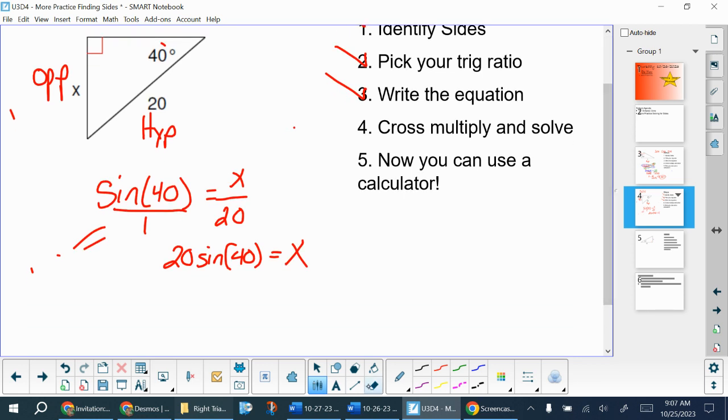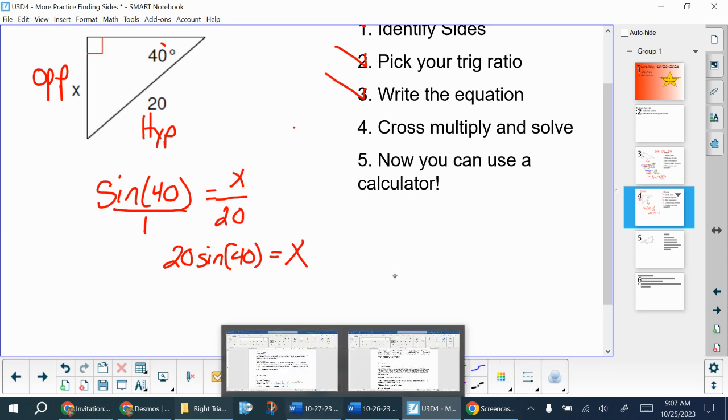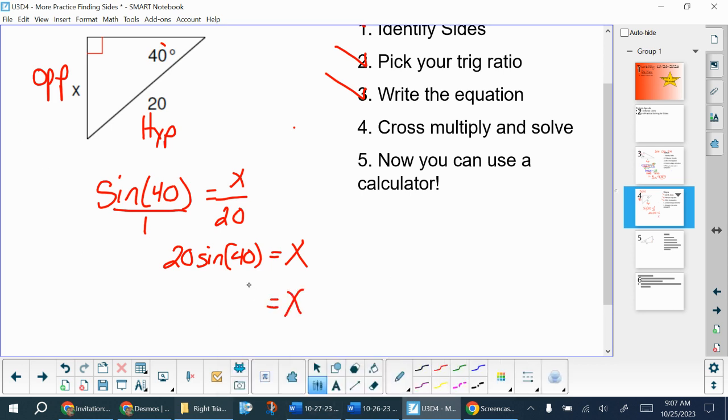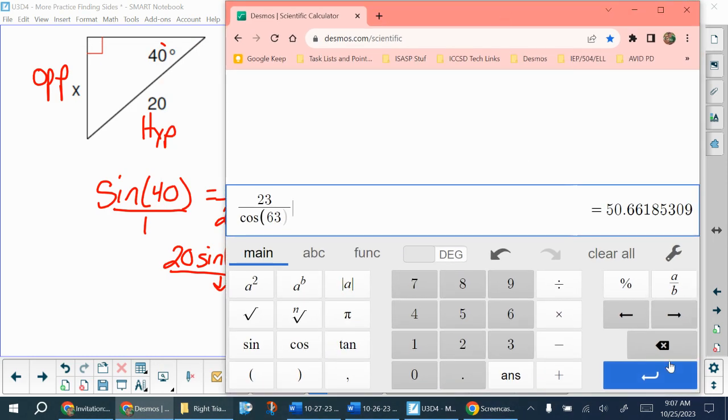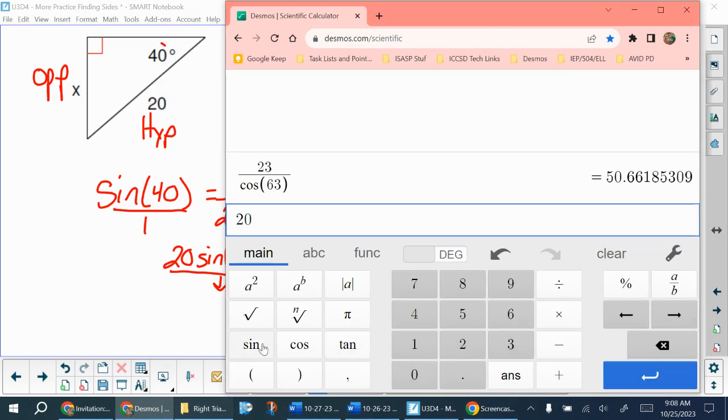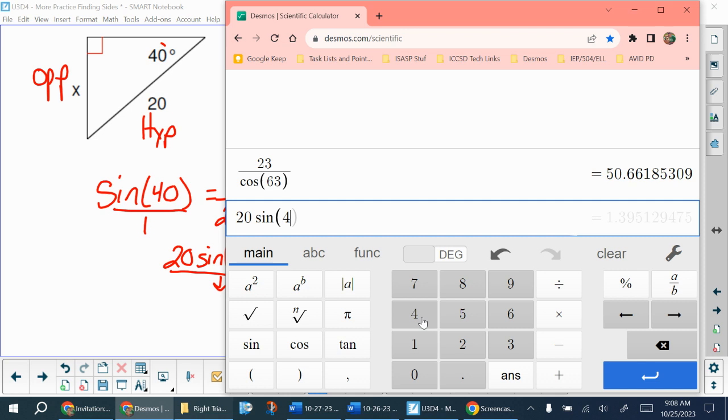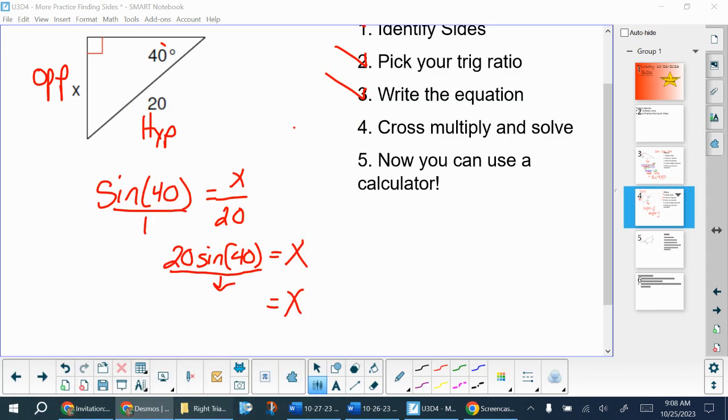And would you look at that? This is going to happen about half the time. It is already solved for me. I didn't have to do anything to solve it. All I need to do right now is just type that whole thing into my calculator and see what it says. Because I already have x by itself, I don't need to do anything there. So 20 times sine of 40. I don't need to do the times, just 20 sine 40 gives me 12.85. And we're going to round that to 12.9.